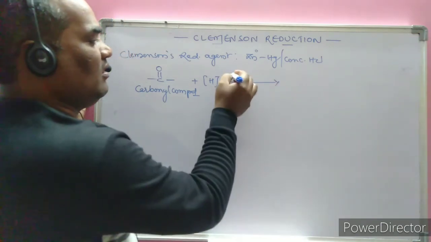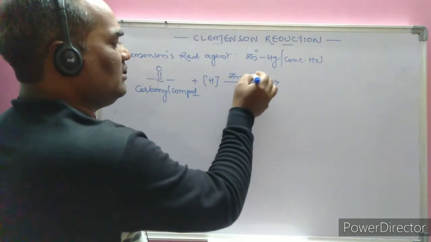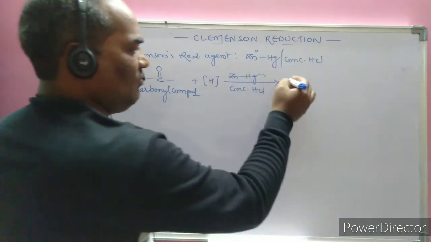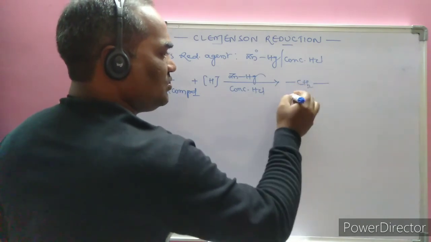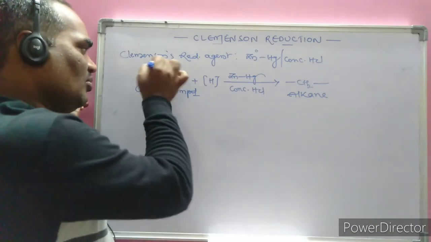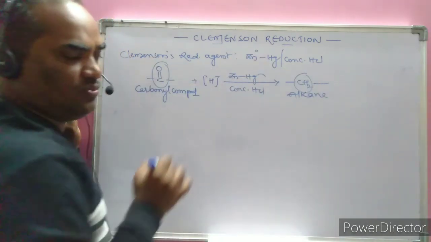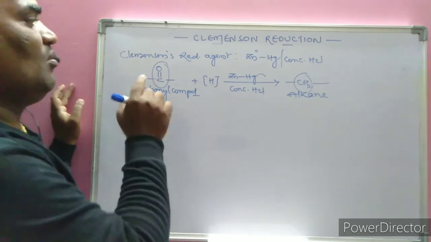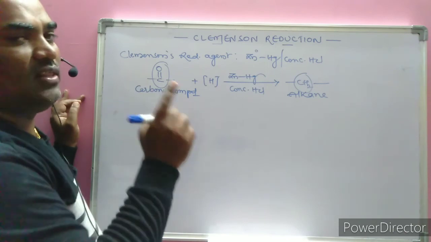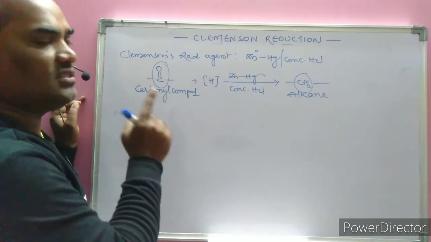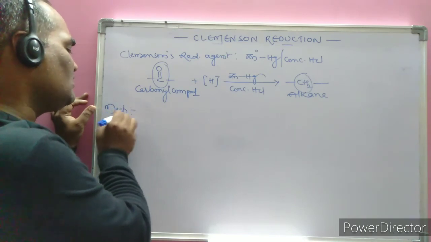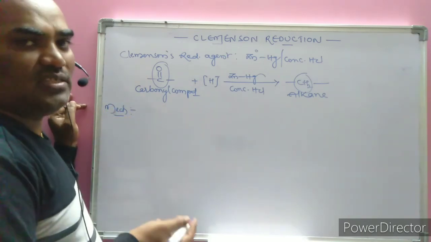A carbonyl compound may be an aldehyde or a ketone, which on reduction, with square bracket hydrogen representing the reduction phenomenon, the reducing agent being zinc amalgam and an excess quantity of concentrated HCl, gives CH2, that is an alkane. Here the C=O group is converted to CH2. There are some exceptional cases when acid sensitive groups are present. So many mechanisms were proposed to express how it is converted.